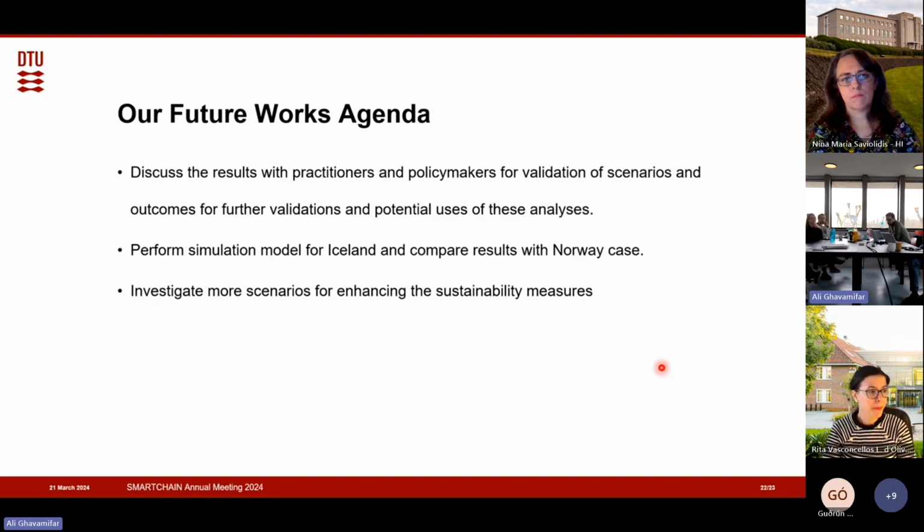Finally, I want to talk about our future works agenda. We need to discuss this result with practitioners and policymakers for more validation, and maybe we can get more scenarios for our study. We need to perform the simulation model for Iceland and compare the result with the Norway case, and then we will investigate more scenarios for enhancing the sustainability measure, and we welcome your comments for having more scenarios.